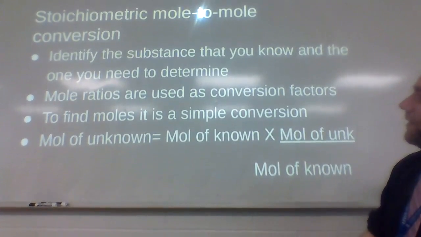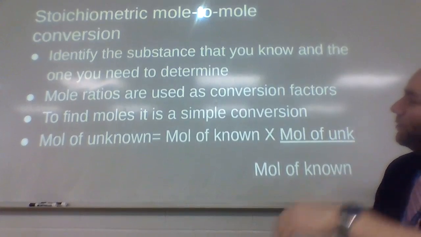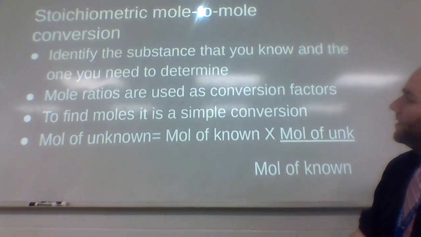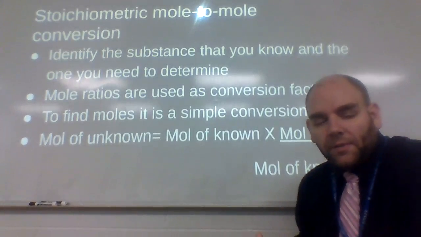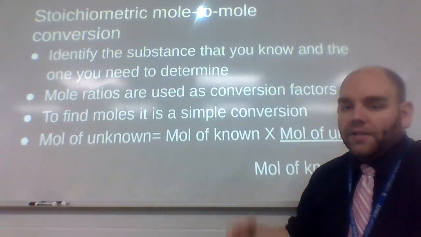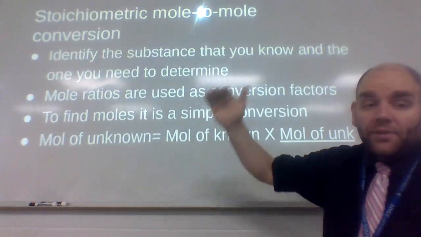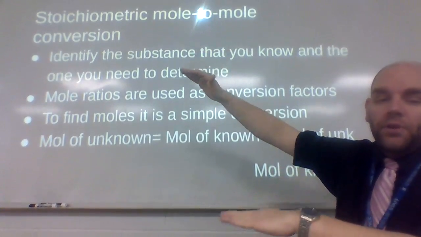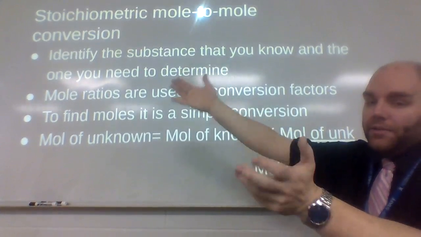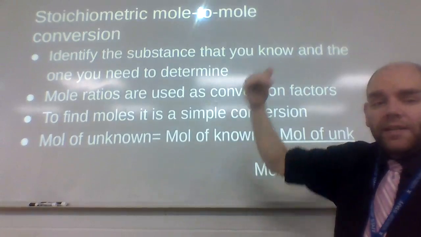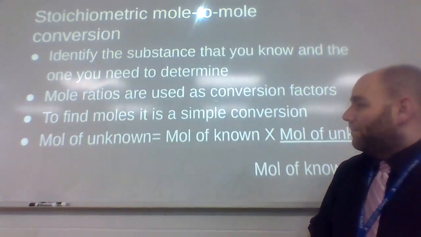Identify stoichiometric mole-to-mole conversion. Identify the substance that you know and the one you need to determine. Of course, we're going to start with the substance we know. That's the thing we start with, which means if I want to cancel it, and it's on top, we need to put it on the bottom on the next step. That should be pretty easy. And then what we're trying to get to is going to go on top.